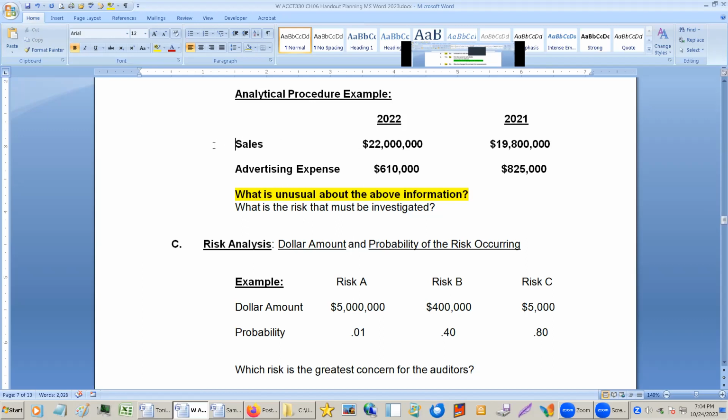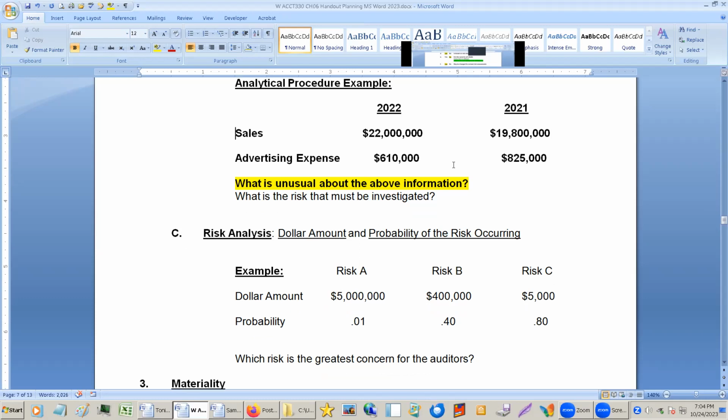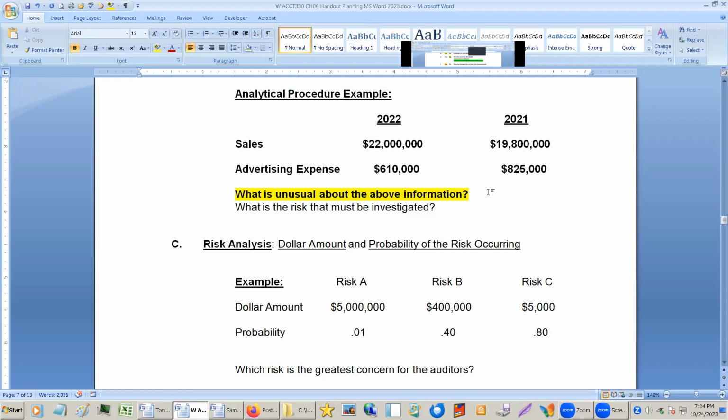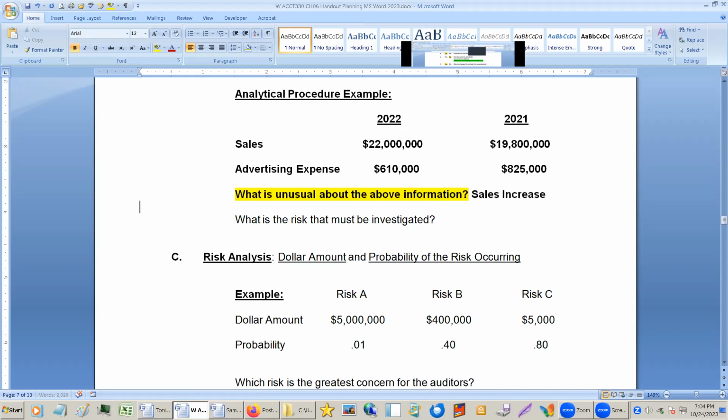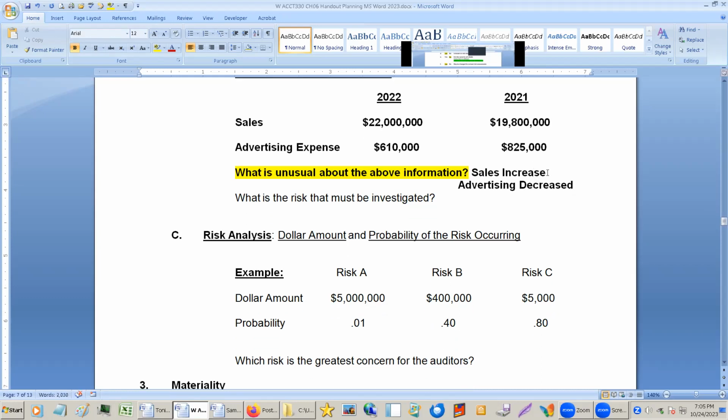Usually, that's not the way it goes. You know, how do you make more sales? You advertise more, or you give more promotional stuff out, or if nothing else, maybe you pay more sales commissions. Okay, so what's unusual is that sales increased. It is true that they're nice round numbers. That's also an unusual thing. And advertising decreased. So this is unusual.